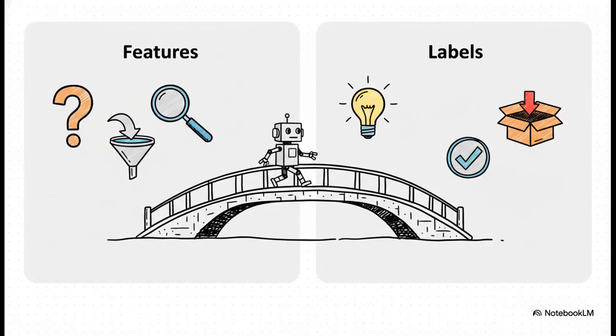So, just to really hammer this home, you can think about it in a few different ways. The features are the input, the question, the raw clues you feed the machine. And the labels? Well, those are the output, the answer, the final outcome you're hoping for. The AI is basically just trying to build a reliable bridge from one side to the other.